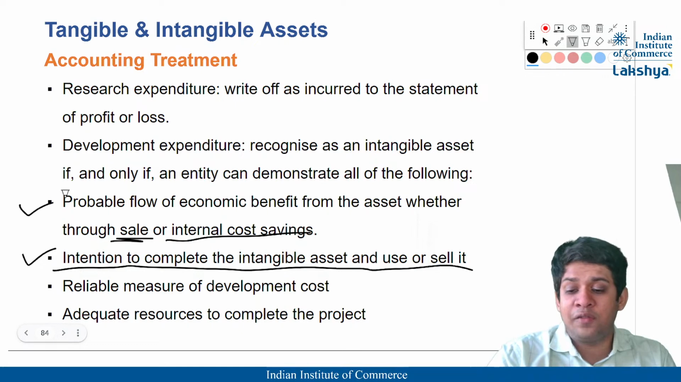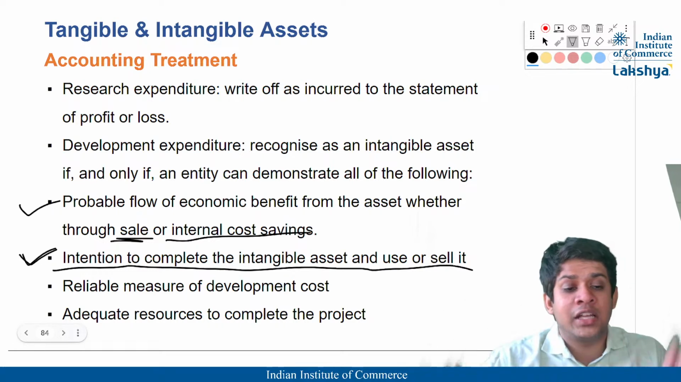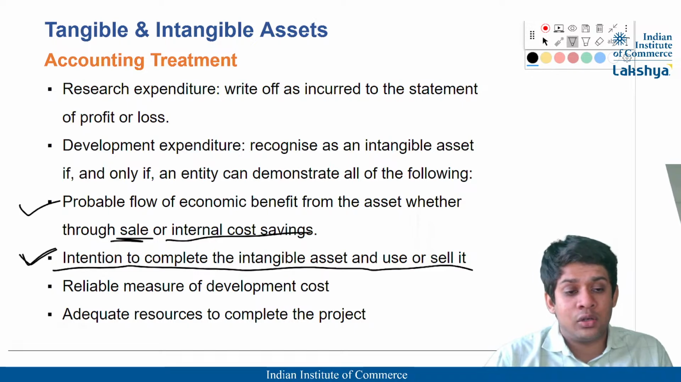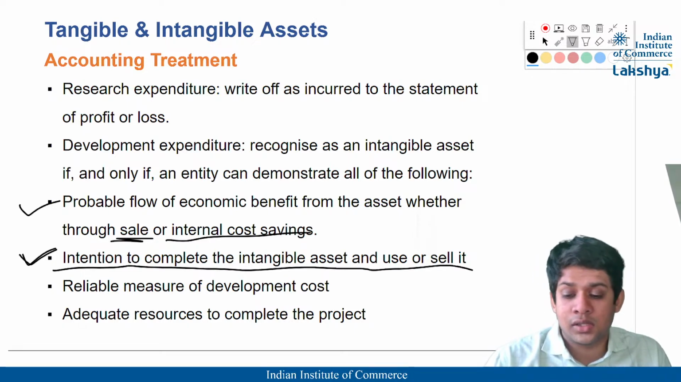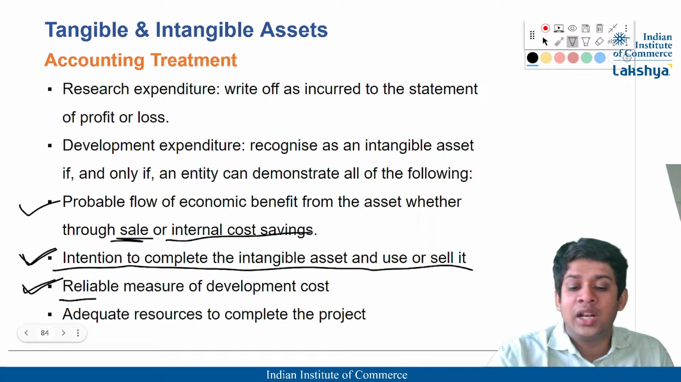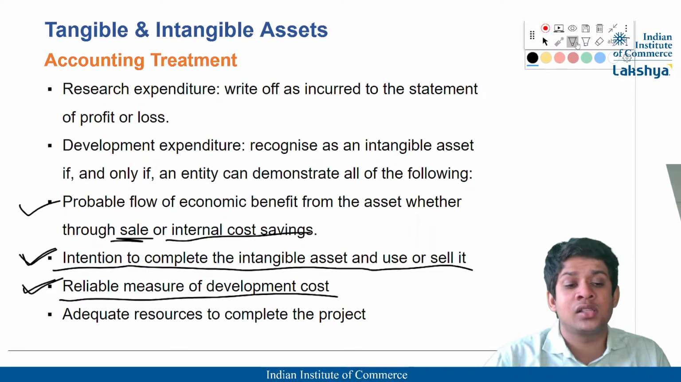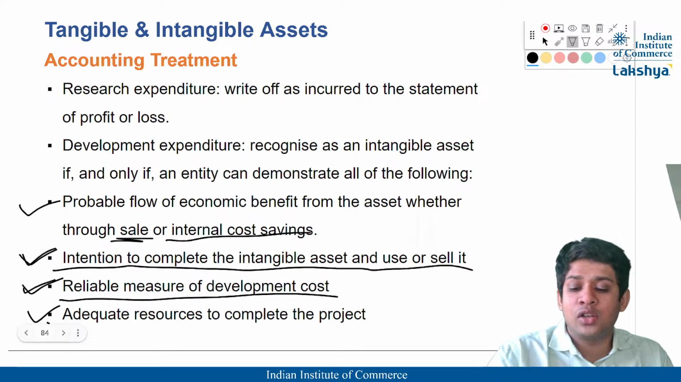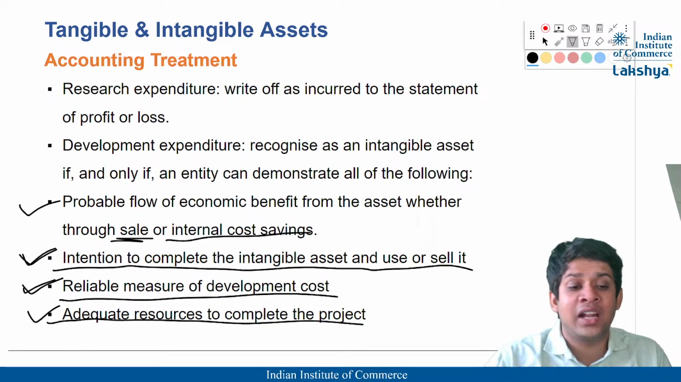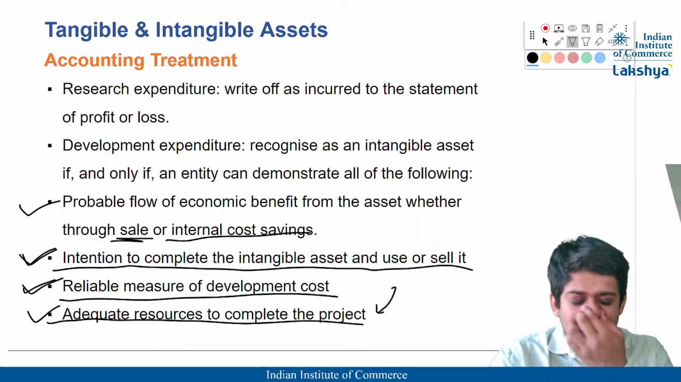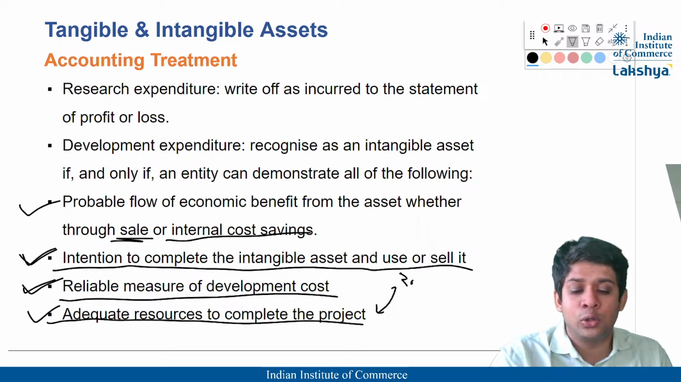Next, intention to complete the intangible asset and use or sell it. That means I should have a probable flow of economic benefits, and I should have an intention to complete the construction of the intangible asset so that I could later on sell it or use it for my purposes. Reliable measure of development cost means I can reliably measure the costs incurred so that I can capitalize it at a certain amount, right? Adequate resources to complete the project. I should have adequate resources for actually completing the project, like maybe say I was going to incur $2 million.